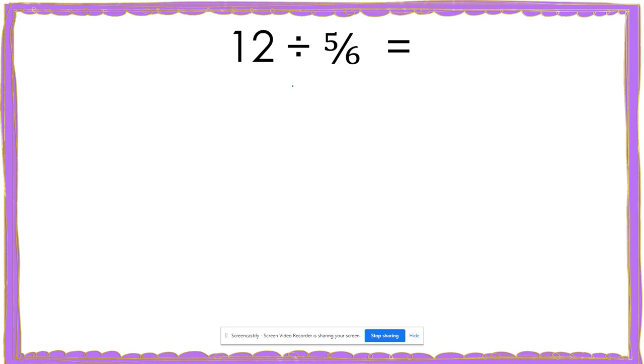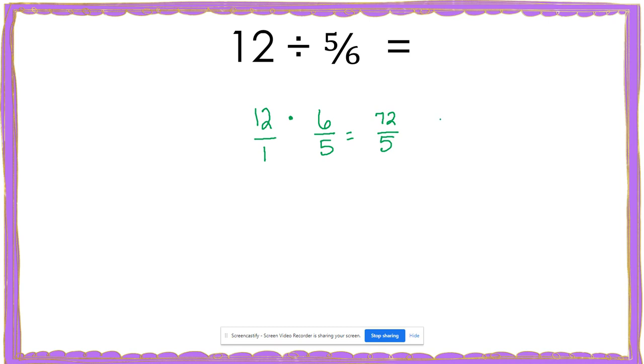Now our last problem says 12 divided by 5/6. In this problem, I'm going to need to multiply the dividend of 12 by the reciprocal of 5/6. And I know that the reciprocal of 5/6 is 6 over 5. Now, what I need to remember is that when I have a whole number, I always have a denominator of 1. Now I can multiply straight across. So 12 times 6 gives me 72, and 1 times 5 gives me 5.